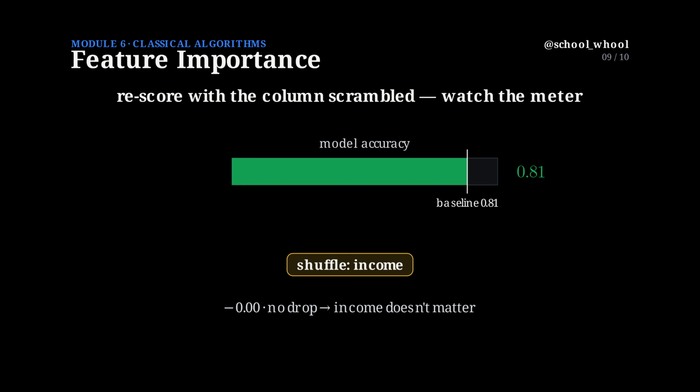Watch the meter, it barely moves, still 81%. Scrambling income cost the model nothing. So the size of the drop, when you break a feature, is exactly how much the model was relying on it. The magic is that this works for absolutely any model.